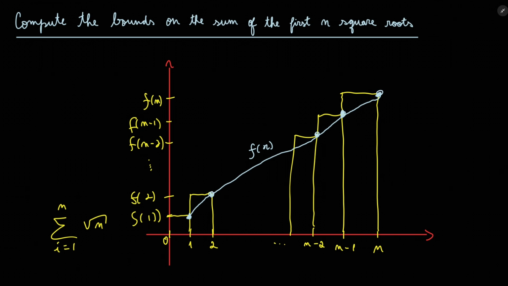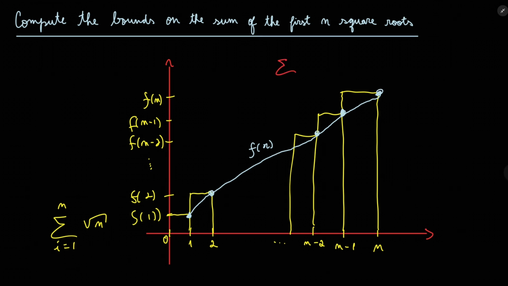Since this is a non-decreasing continuous function, we can use a theorem that tells us the following. The sum from i equals 1 to n of f of i is greater than or equal to f of 1, which is this rectangle. This is f of 1 plus, and let me give myself some extra room here.